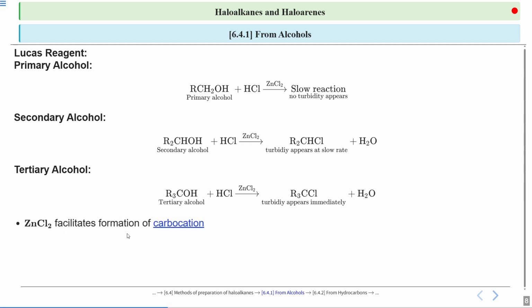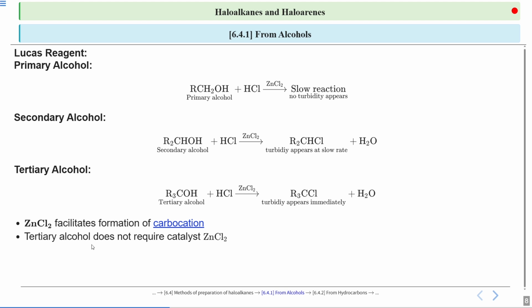Zinc chloride facilitates the formation of carbocation. So basically, zinc chloride facilitates the formation of the carbocation, at which the chloride from the hydrogen chloride can attack the carbon. Tertiary alcohol does not require the catalyst zinc chloride. So if we focus on the preparation of alkyl chloride from the alcohol, in the reaction of tertiary alcohol with the Lucas reagent, or you can say tertiary alcohol with hydrogen chloride in the presence of zinc chloride, you don't need the zinc chloride catalyst for the reaction to be carried out.